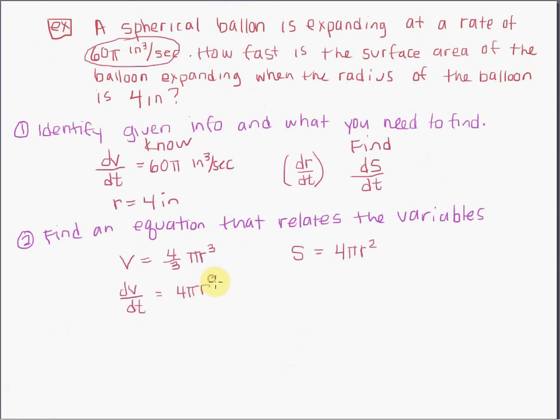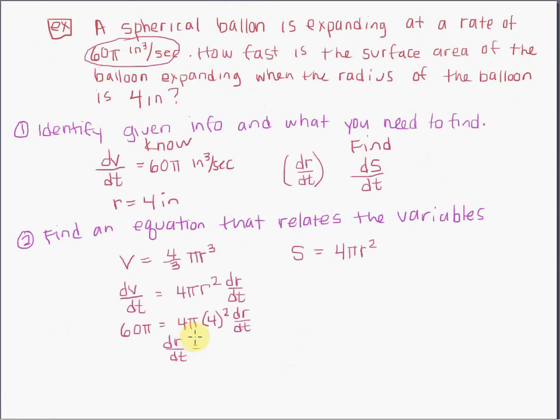Pi r squared, and remember implicit differentiation, this is an r with respect to t, so we get dr/dt. Okay, so let's plug in the things that we know. So dV/dt is equal to 60 pi, and then we have 4 pi when the radius is equal to 4 squared, and that's going to give us our dr/dt.